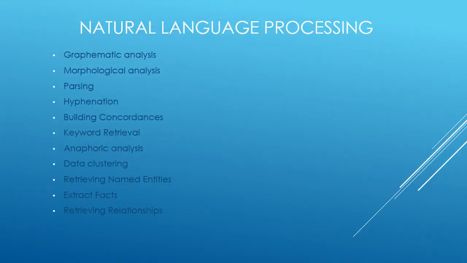Natural language processing includes graphematic analysis, morphological analysis, parsing, hyphenation, building concordances, keyword retrieval, anaphoric analysis, data clustering, retrieving named entities, extracting facts, retrieving relationships.